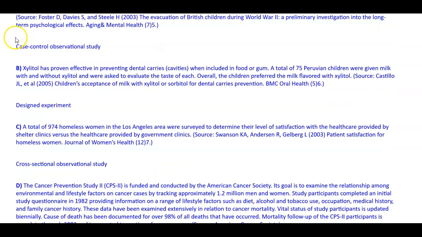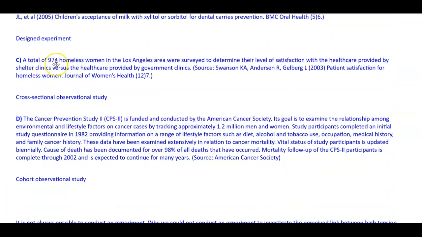Part B: Xylitol has proven effective in preventing dental cavities when included in food or gum. A total of 75 Peruvian children were given milk with and without xylitol and were asked to evaluate the taste of each. Overall, the children preferred the milk flavored with xylitol. This is a designed experiment. Part C: A total of 974 homeless women in the Los Angeles area were surveyed to determine their level of satisfaction with the health care provided by the shelter clinics versus the health care provided by government clinics. This is a cross-sectional observational study.